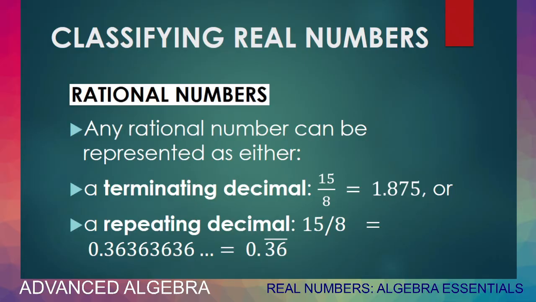Okay? Pag terminating decimal naman, tumitigil yung ating decimal. Ibig sabihin, sakto. Kapag kinumpit natin sa calculator, kung ano nakita natin dun, yun na yan. So, 1.875 yung equivalent ni 15 over 8. Yun yung terminating decimal. So, pwede natin i-express si rational number as terminating decimal and repeating decimal. Okay? Naintindihan yung dalawa?